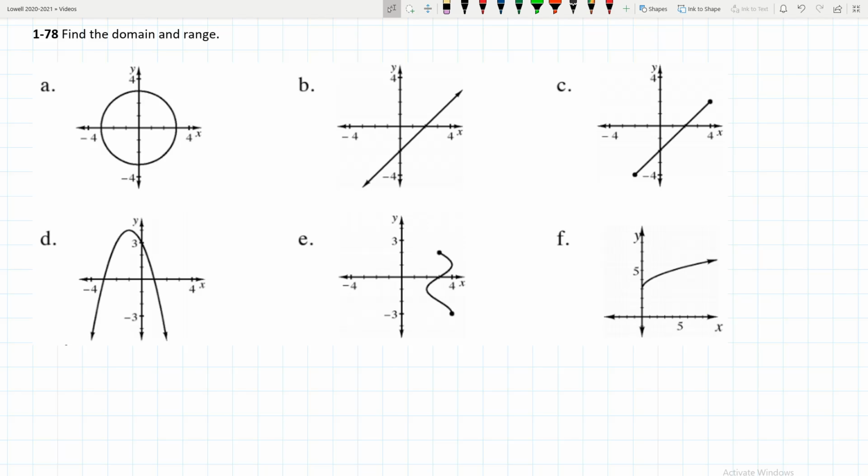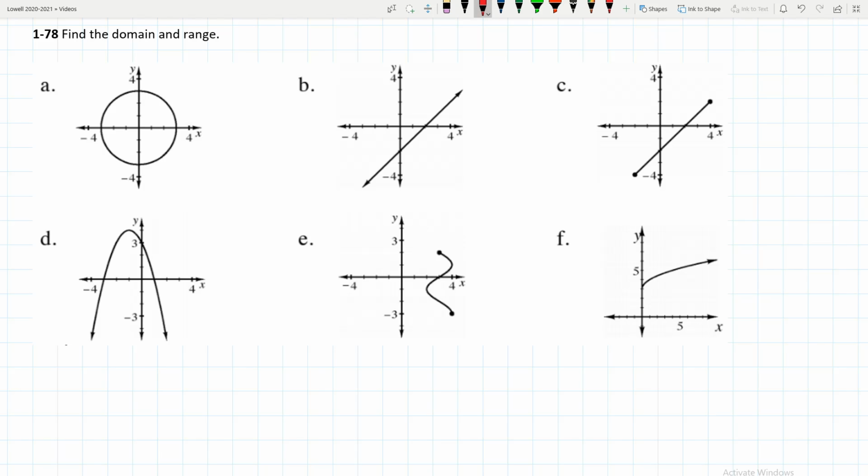Welcome back, folks. So in this video we are going to take a look at how you can use a graph to find the domain and range. If you haven't already, I urge you to watch the previous video to just get a sense of what the domain and range is. But in this video, let's just take a crack at these graphs.